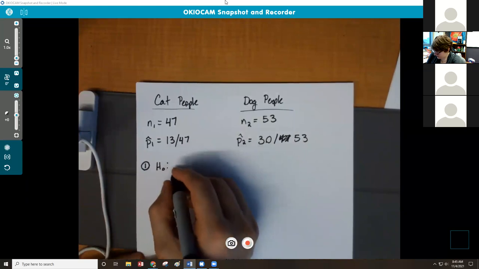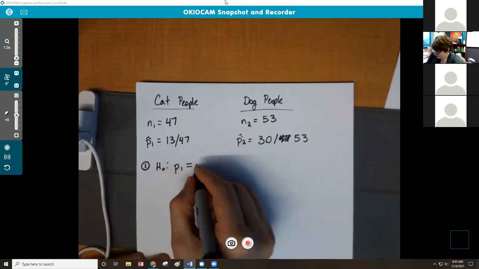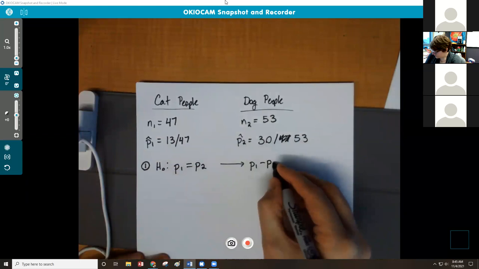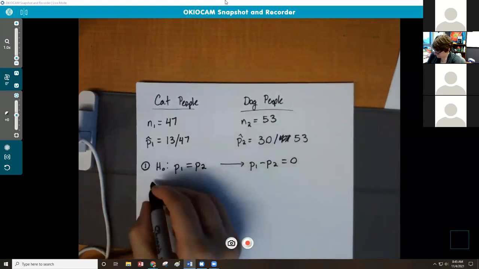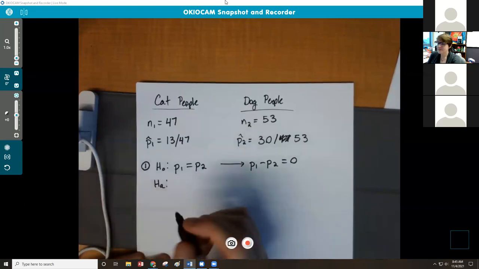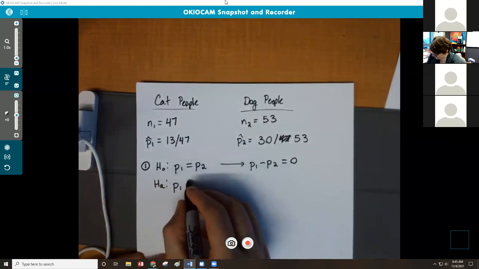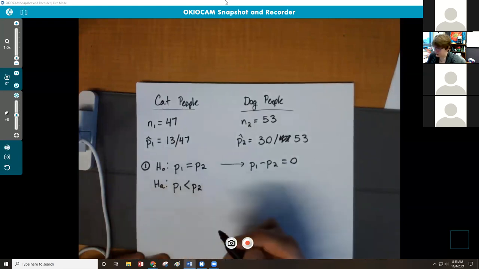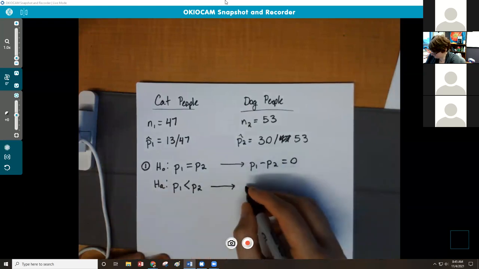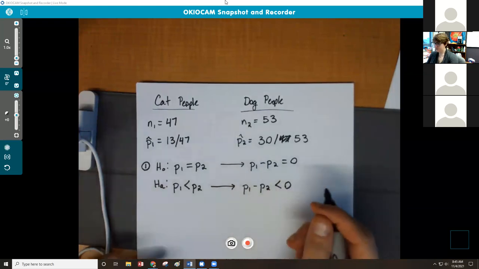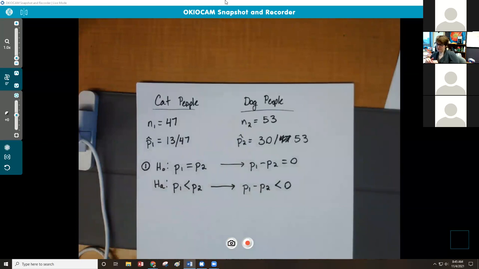All right, so our null hypothesis is that P1 equals P2, which is the same as saying that their difference is zero. And our alternative is that we thought that cat people would have less, or less cat people would have backyards than dog people. Which is the same as saying that.